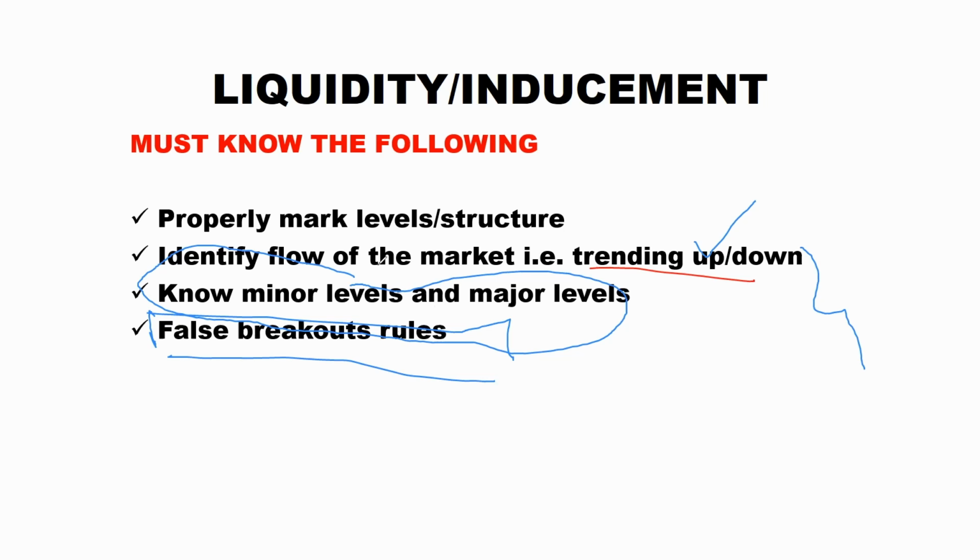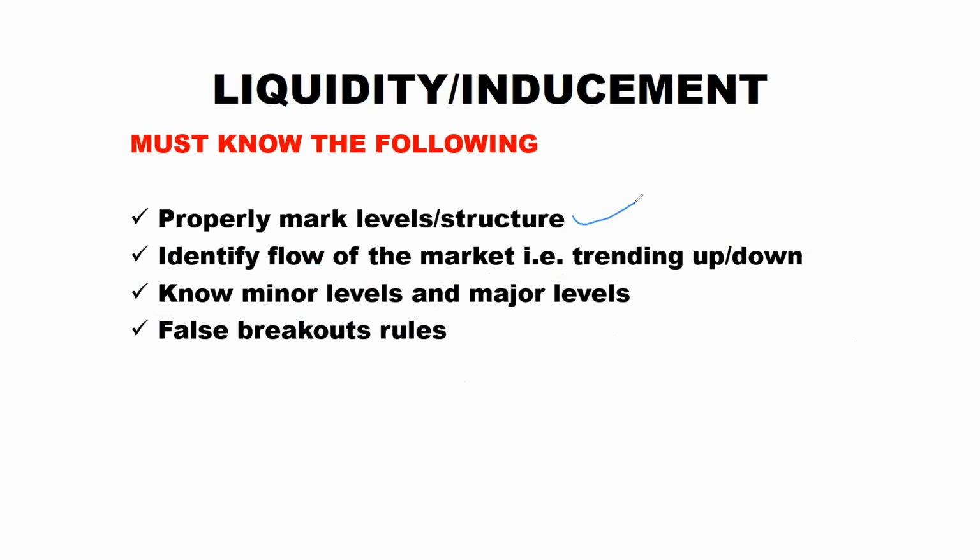Just a recap, mark the levels properly. After marking the levels properly and the structure that you're observing, identify the trend. Where is the market moving? Where is it flowing? Then also differentiate between the minor levels and the major levels. After that, put into consideration the false breakout rules, and you're most likely not going to be liquidity to push the market in the direction in which you're supposed to be moving. Are we together? Without putting these things into consideration when you're doing analysis, you're always going to be liquidity.